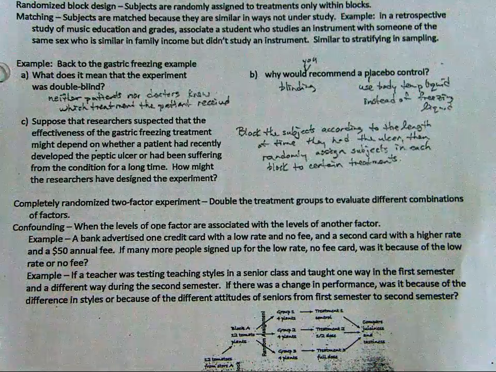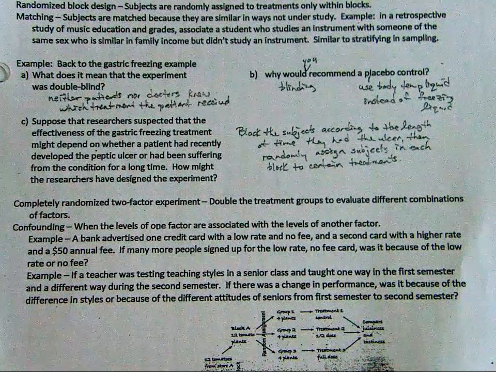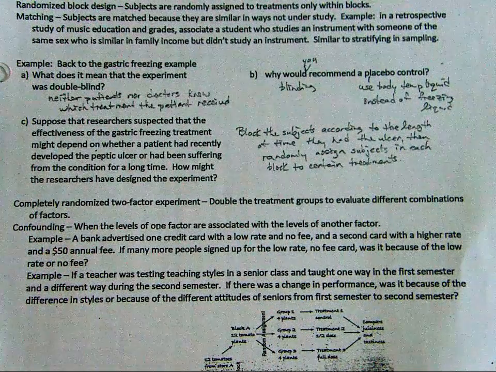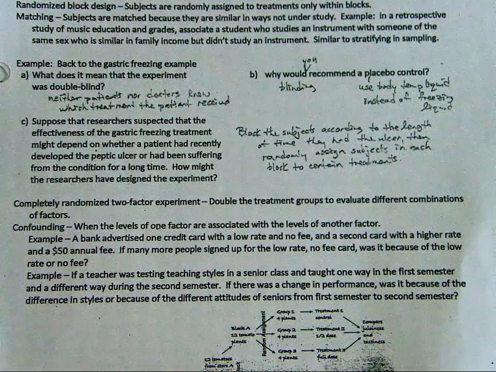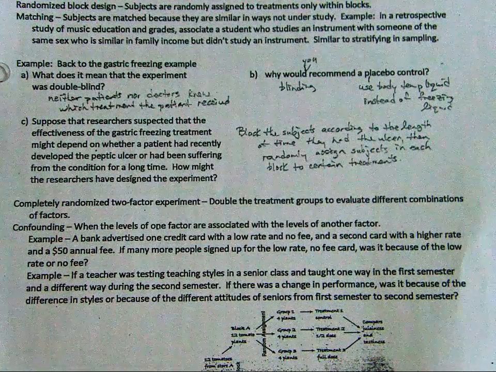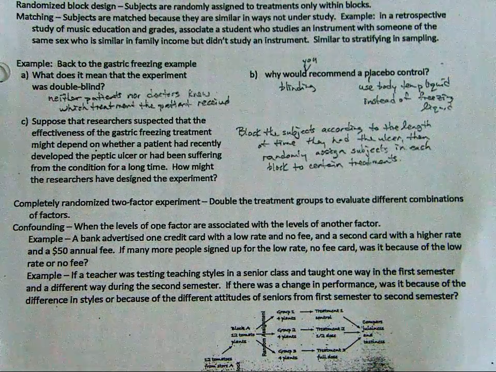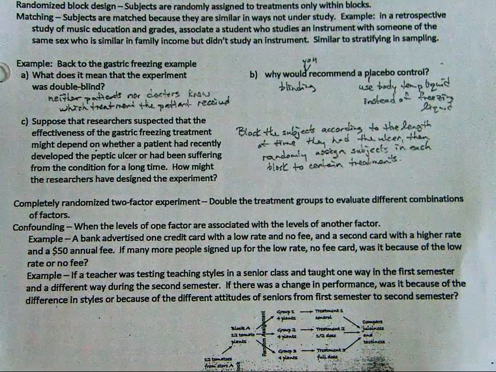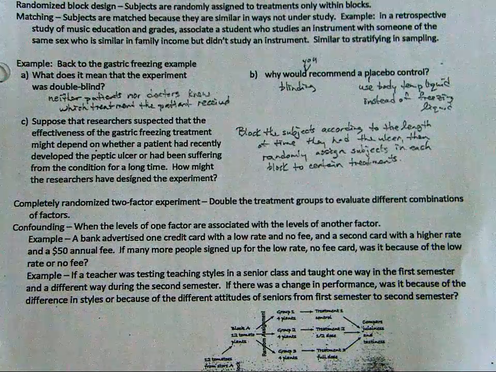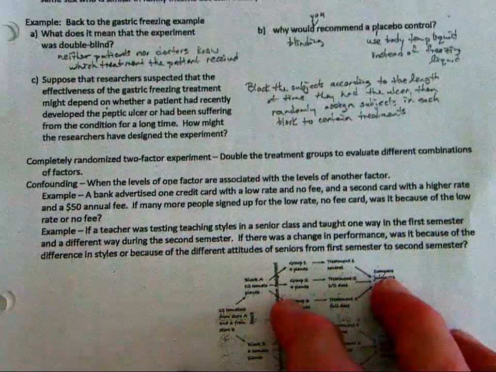The next thing, a completely randomized two-factor experiment. You want to double the treatment groups so you can evaluate different combinations of factors. So you might say, if you're testing a drug, if I put these two drugs together, is that different than if I put this drug together with a different drug? So that's a two-factor experiment.